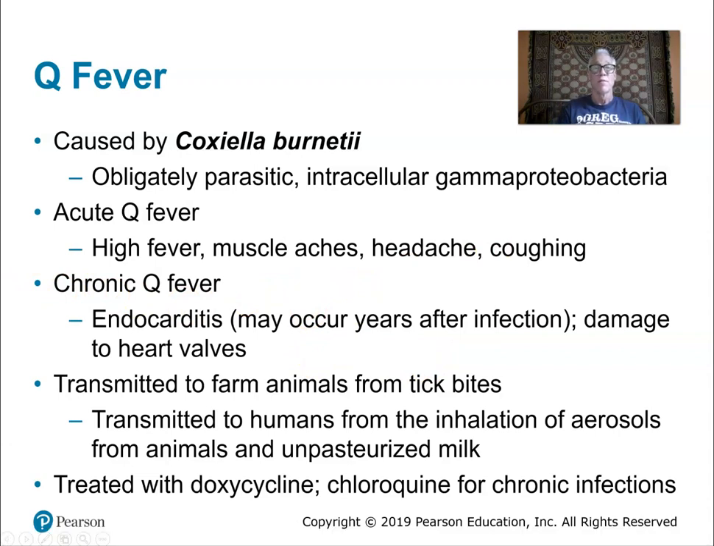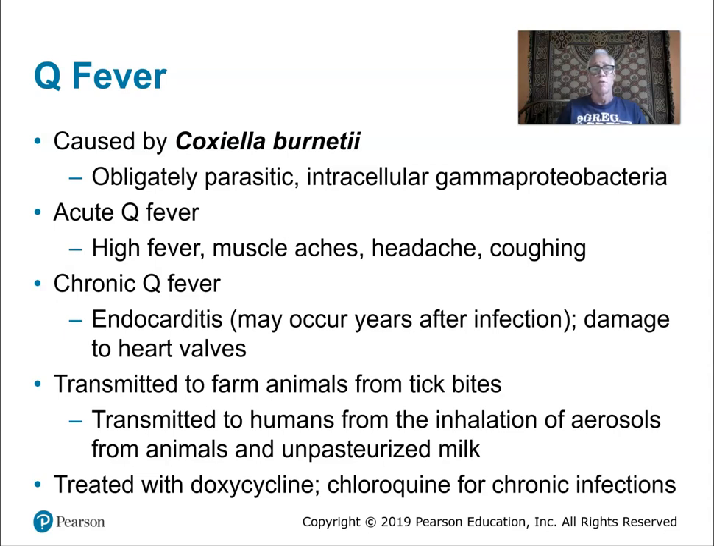Q fever is caused by Coxiella burnetii. It's one of those weaponizable or considered to be a possible biowarfare agent bacteria. Obligate intracellular parasites, and causes a high fever, muscle aches, headache, and coughing. Most of the time it doesn't, but it can turn into chronic disease, and it can ultimately cause endocarditis and heart valve damage years after the initial infection. So that's a problem. That's why Coxiella is considered a big problem, because it has that extra bad tail end to it.